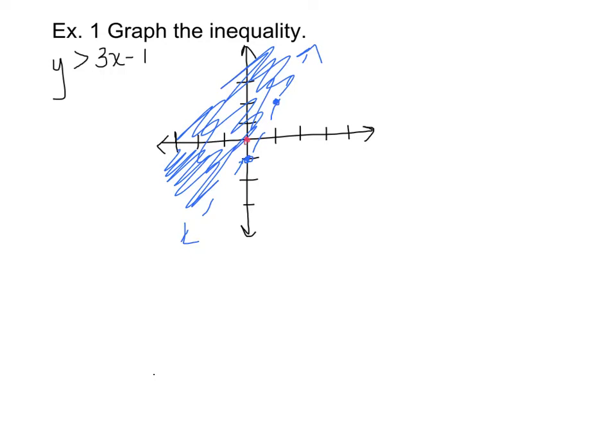I'm going to use 0, 0 because that's easy. So I'm going to plug in 0 for y and 0 for x just to make sure I shade it in the right area. So I'm going to get 0 is greater than -1. That is correct, so that means you shade in the right area. If it would have been false, that means that you shaded in the wrong area.